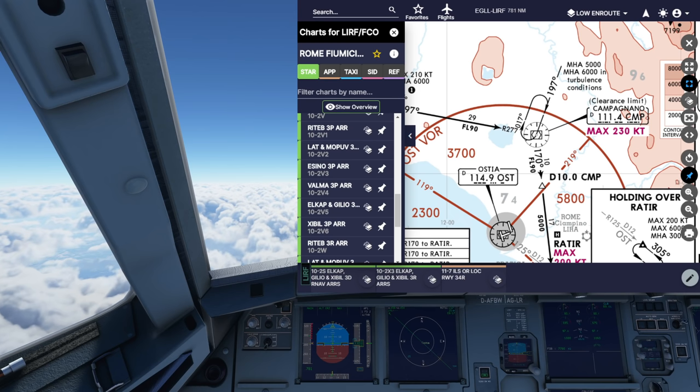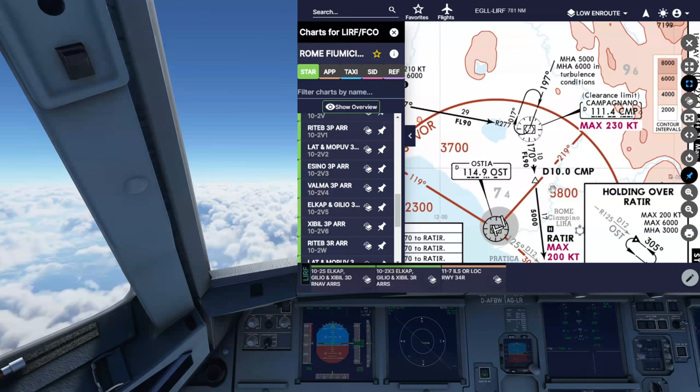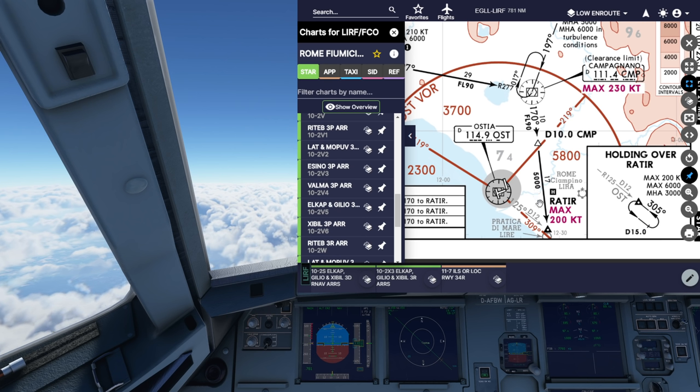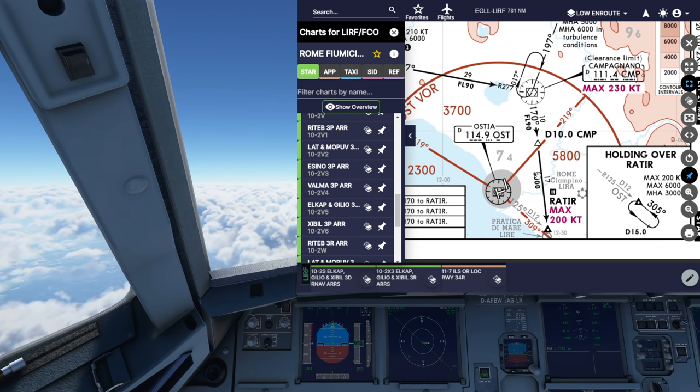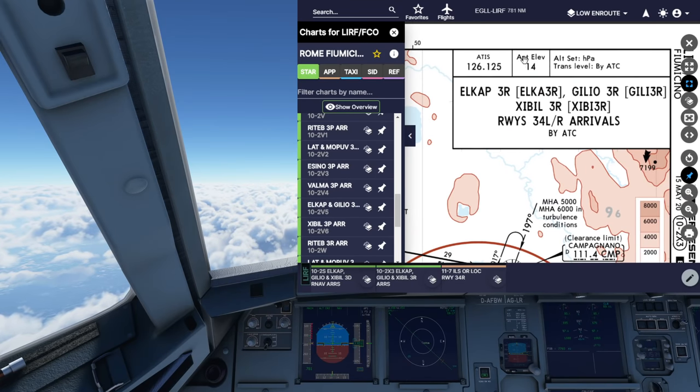Finally then, we'll just talk about some of the extra bits that are available on the chart. You'll see up here at the ATIS frequency, you've got your airport elevation, 14 feet. That's important because when we're at 5,000 feet, let's say the airport elevation was 1,000 feet, then I would only be 4,000 feet above the airport. So it just gives you an extra clue as to how high you are. But in this case, 14 feet, so we're basically 5,000 feet above the runway.